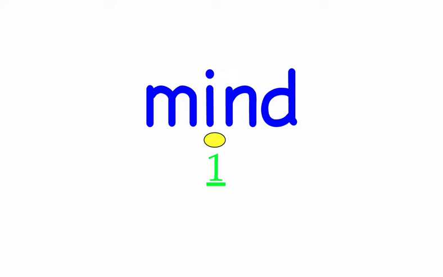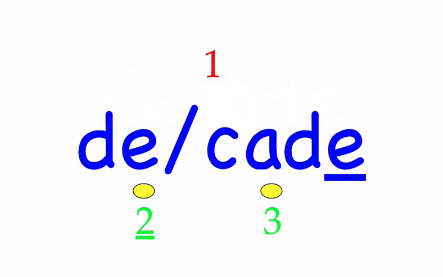Decade. The decade went by so quickly. Decade. De, 2 sounds. D, E. Cade, 3 sounds. K, A, D. Decade. Mark the word.